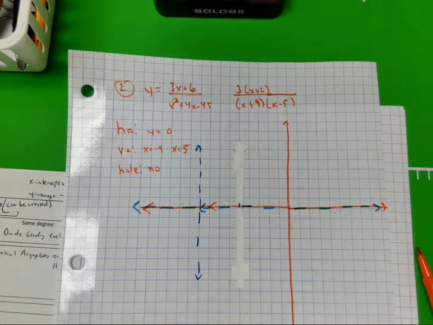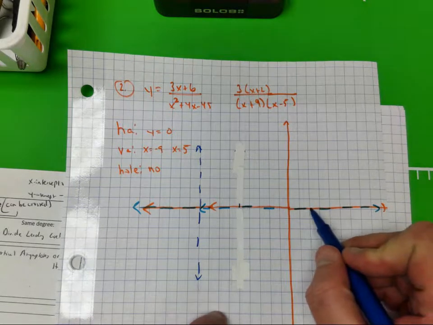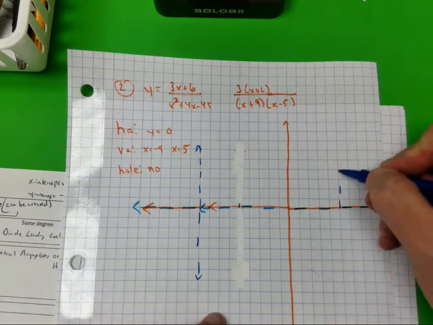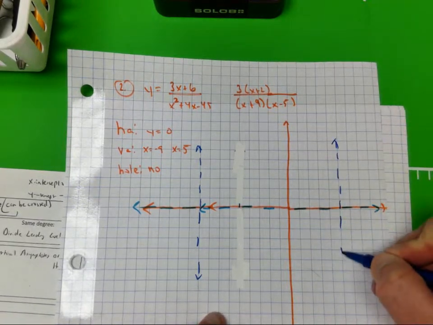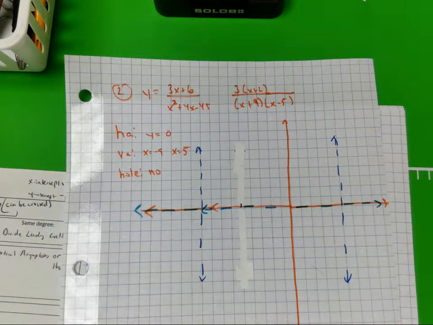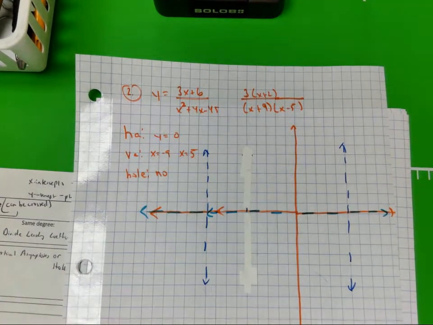Okay, so I'm going to go over here to x equals 5. 1, 2, 3, 4, 5, and draw a vertical asymptote. Now I'd like for you to get your graphing calculator and let's graph this. Let me get mine. You go ahead and graph it.